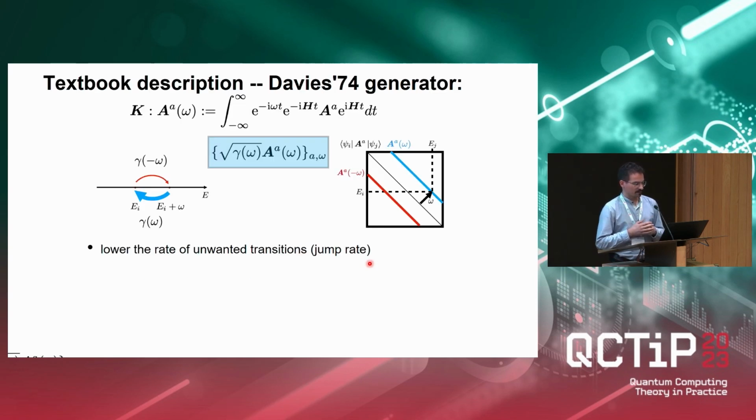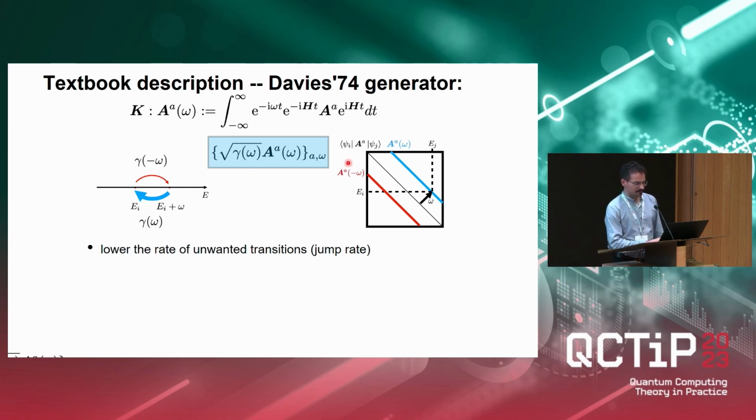And so the textbook description of these thermal processes is this Davies generator. And there, basically what happens is exactly the analog of the Metropolis-Hastings algorithm. So the Metropolis-Hastings algorithm is kind of a handmade rule for sampling from a classical Gibbs distribution. Now if you look at the textbook derivation of open quantum system dynamics, it's exactly the same thing, just ported to the language of superoperators and density matrices.